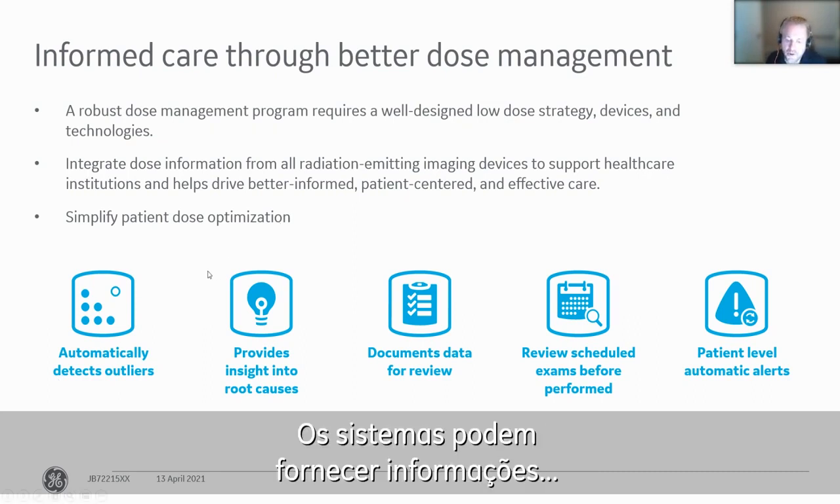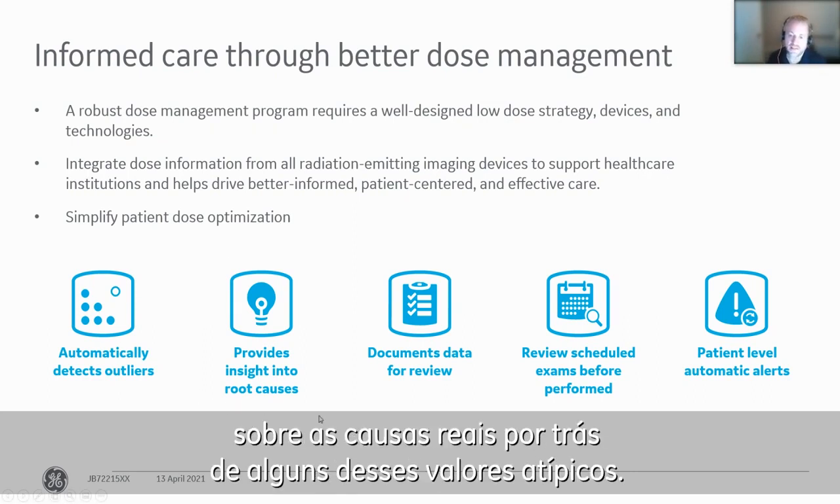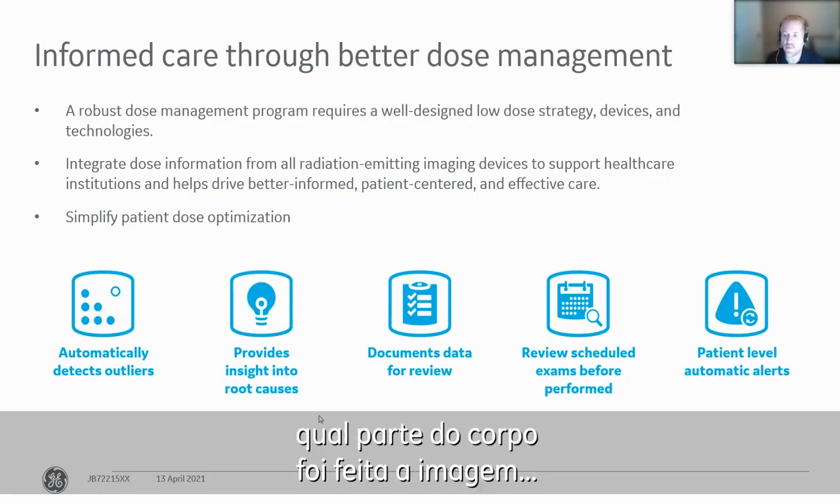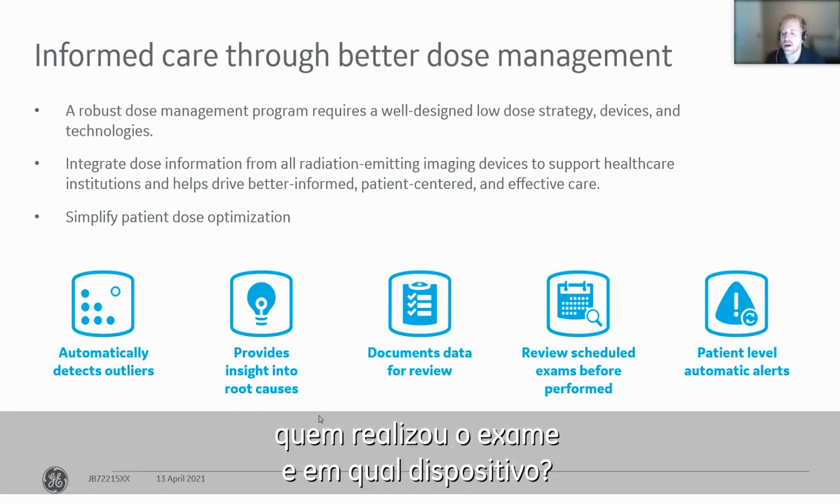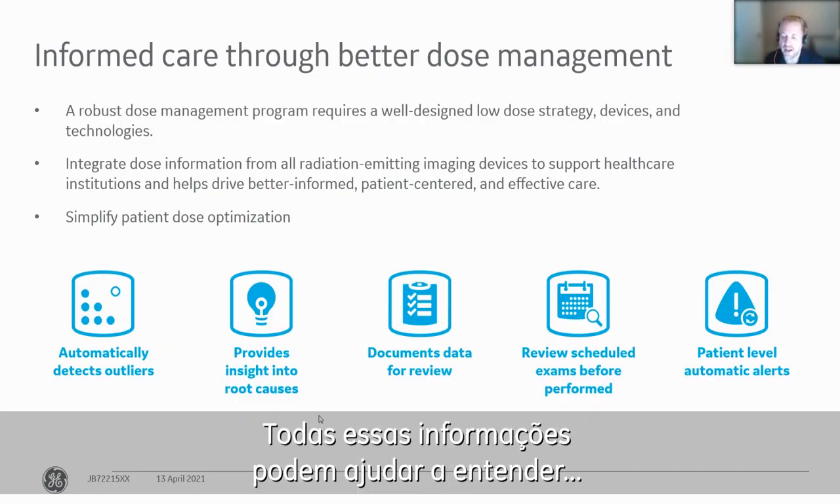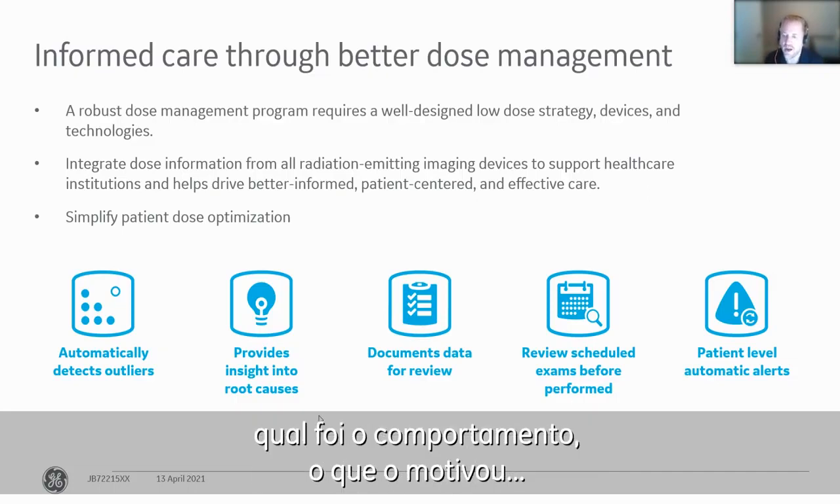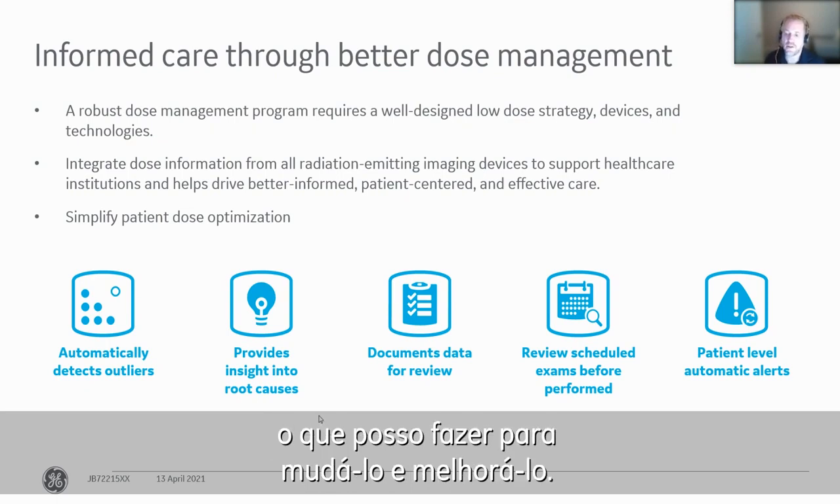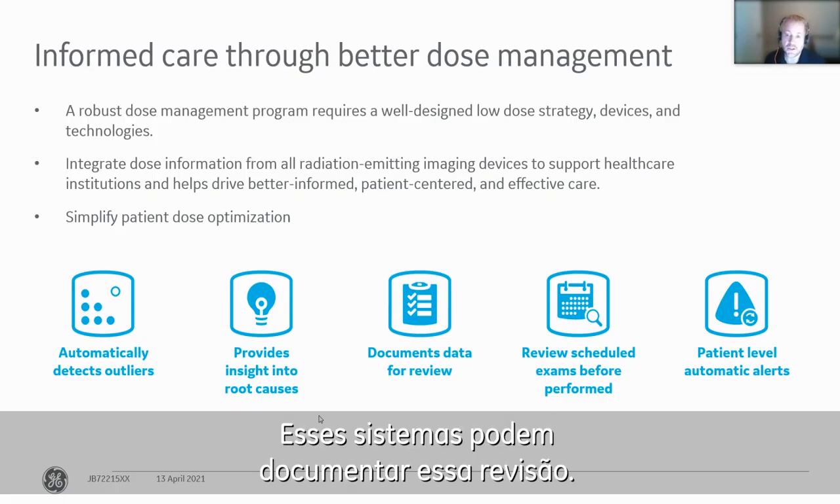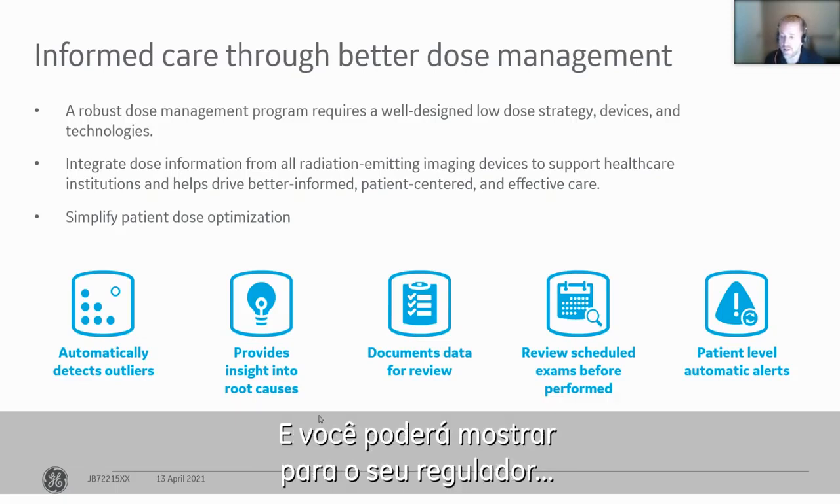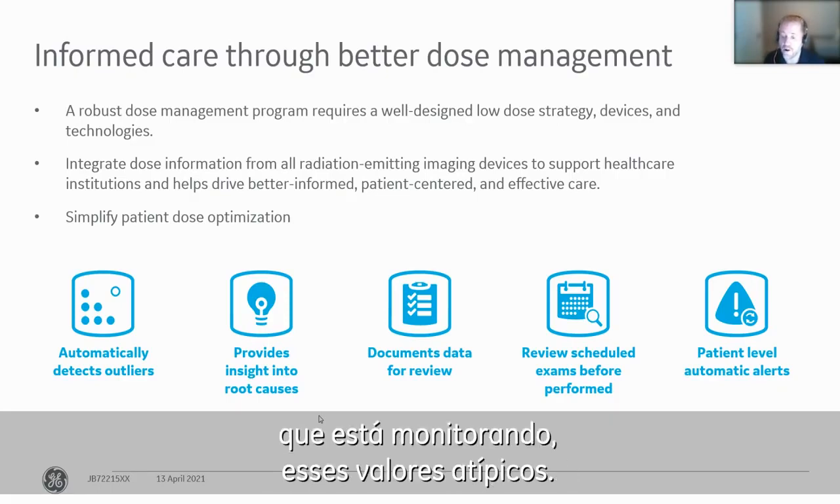The systems can give you insight into the root causes behind some of these outliers. So what was the technique? What part of the body was imaged? Who did it on what device? All of this information can help you understand what was the behavior, what drove it, and what can I do to change to make it better. The systems can document that review, which you can then show your regulator or your surveyor that you are monitoring these outliers.